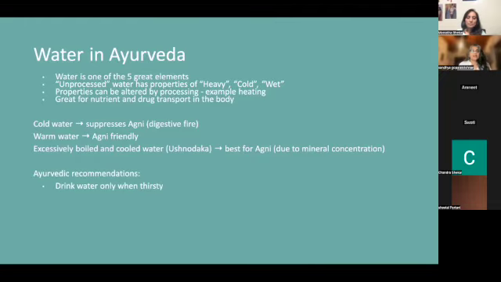And so some of the recommendations in Ayurveda are: drink water only when you're thirsty, between meals to optimize for Agni, and preferably start your day with hot water to kickstart digestion.